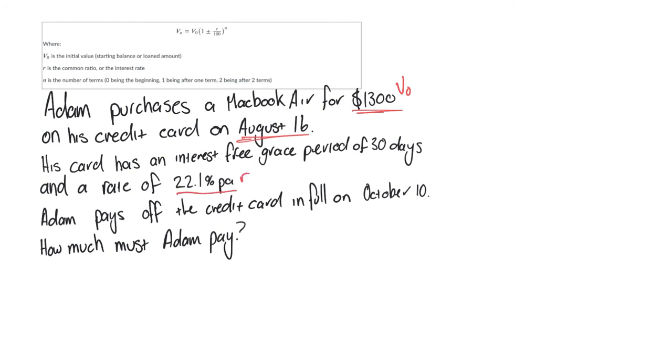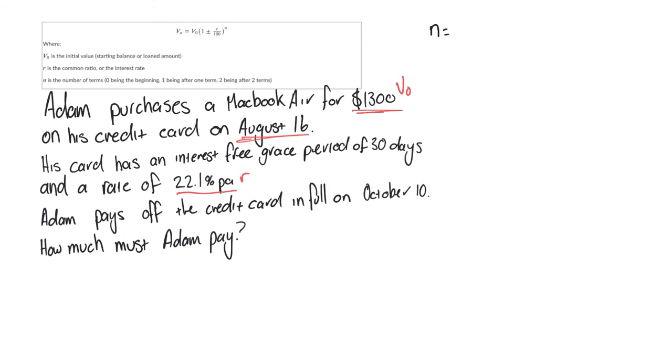But we need to remember, we will need to convert this to a daily interest rate because that's per annum, that's yearly. So Adam pays the credit card in full on October 10. How much must Adam pay? Okay, let's first figure out how many days worth of interest will Adam have to pay. That'll help us with our calculation. So let's figure out N, so the number of days in total.